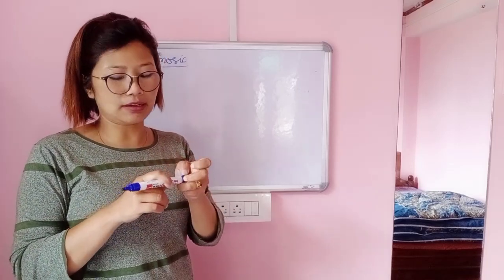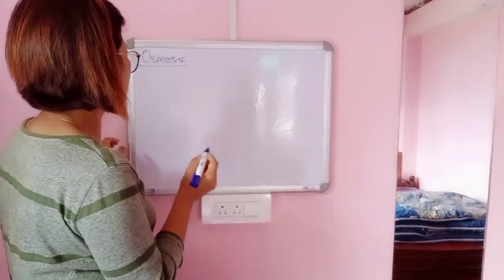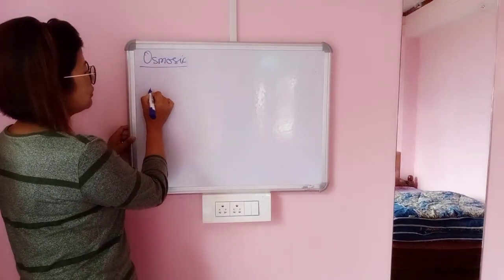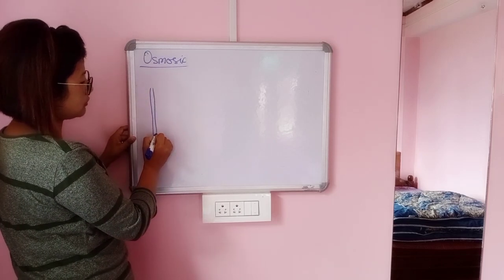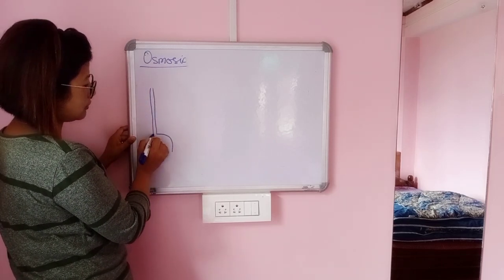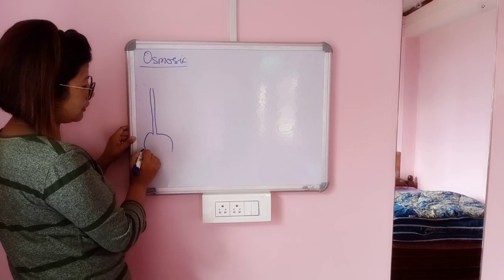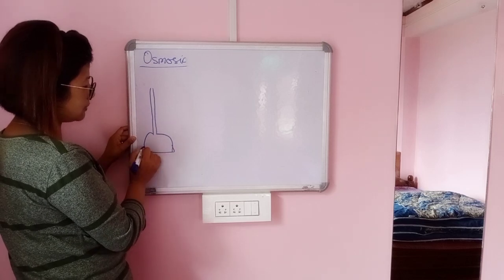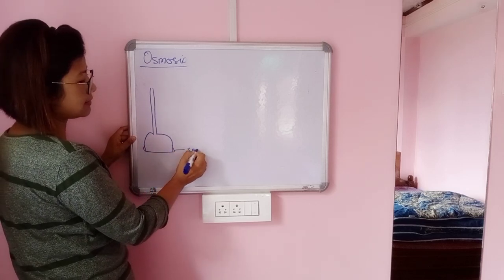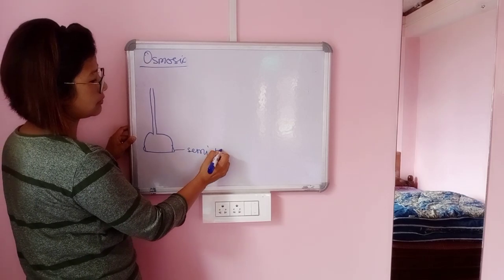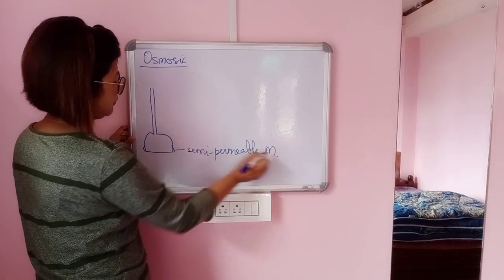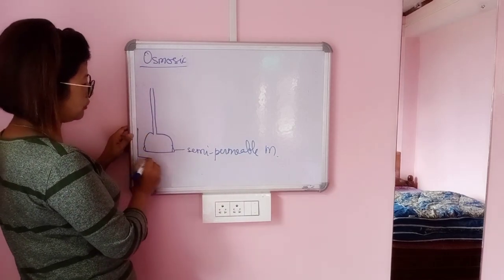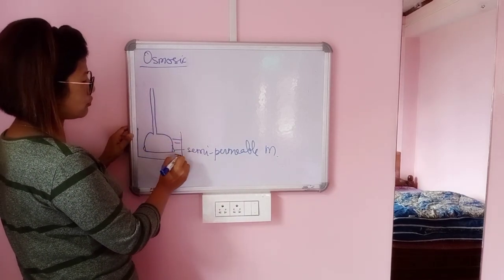Like there's one experiment. You take a structure like this, a glass, and you cover it with a fish bladder, which acts as a semi-permeable membrane. And you put it in a very strong sugar solution.